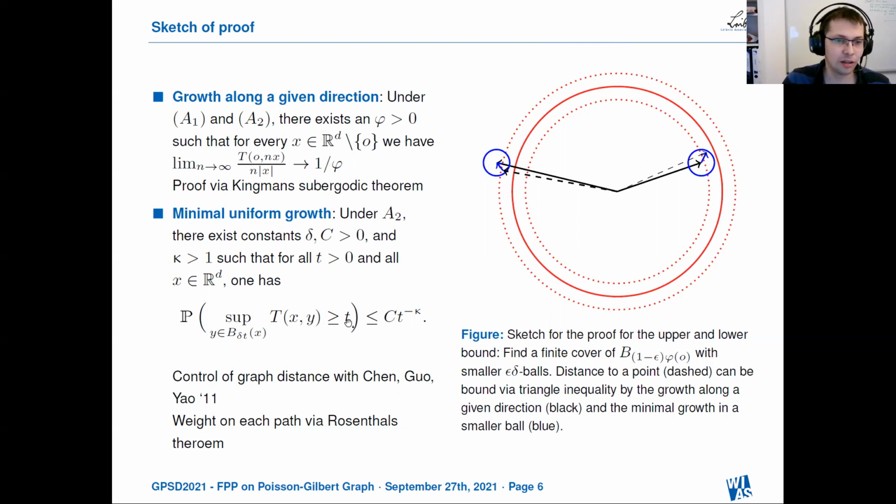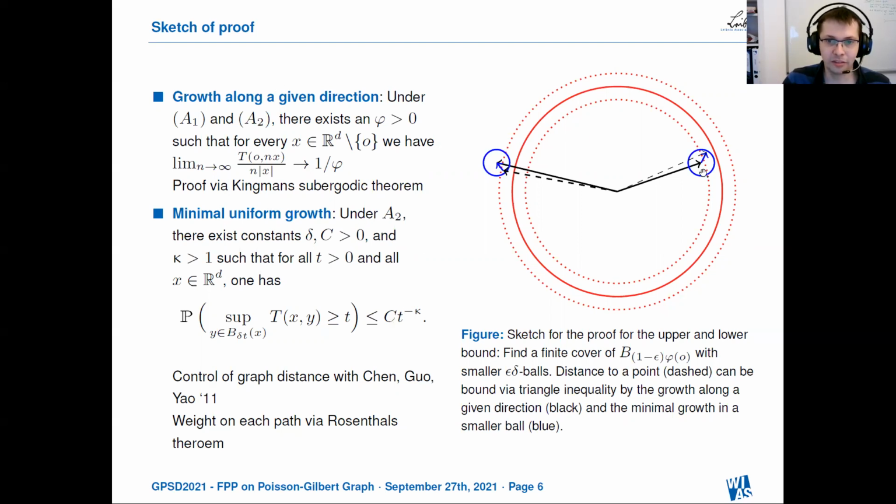This is achieved by controlling the graph distance with the help of a paper by Sheng and Yao. On each path, we can control the total weight on the path via Rosenthal's theorem. There we lose a factor of 2 in the moment condition. And lastly, we are able to control the number of points in the ball with the help of a theorem from Penrose. And there we lose a factor of d. So we need a moment of 2d plus kappa in order to achieve a moment condition of order minus kappa.